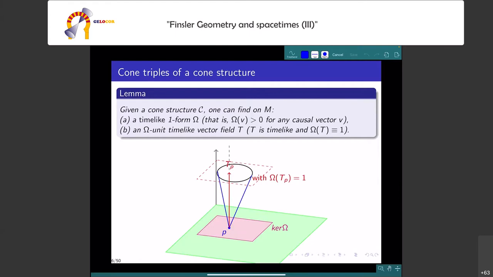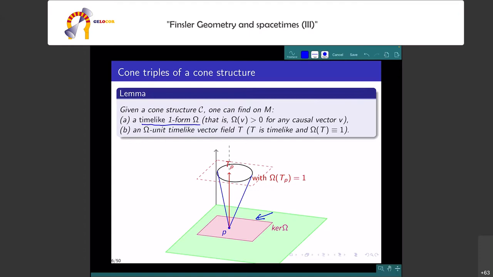So, in our approach, we characterize the cone structure with two elements, okay? The first one is a time-like one form. What is a time-like one form? It's a one form which is positive on every causal vector. Causal vectors are time-like, which is inside the cone, or light-like, which is in the cone. This is the same thing as saying that the kernel does not intersect the cone. So the kernel here in the picture does not intersect the cone. And the cone is in the positive part of omega.